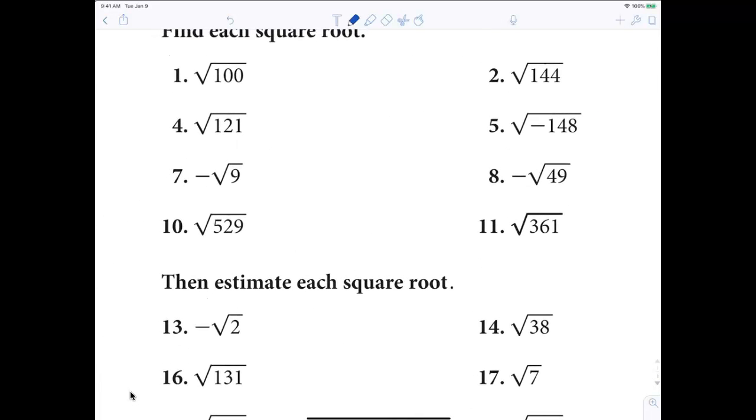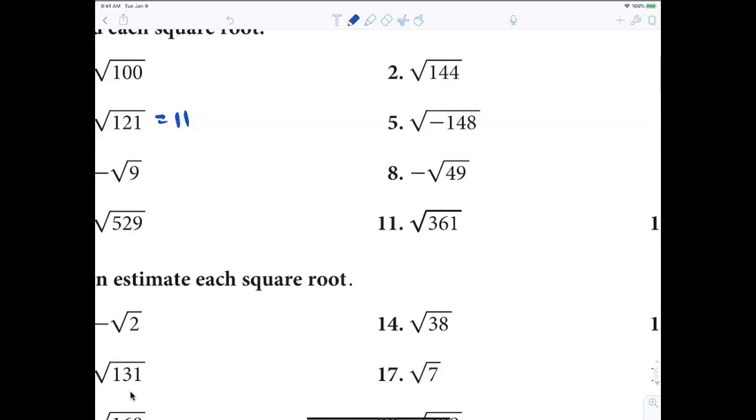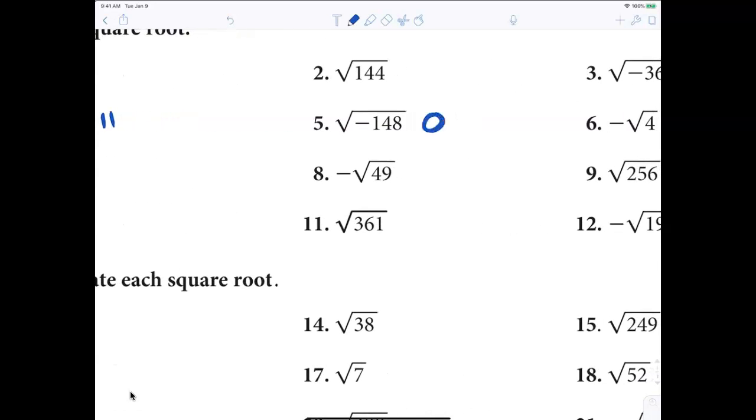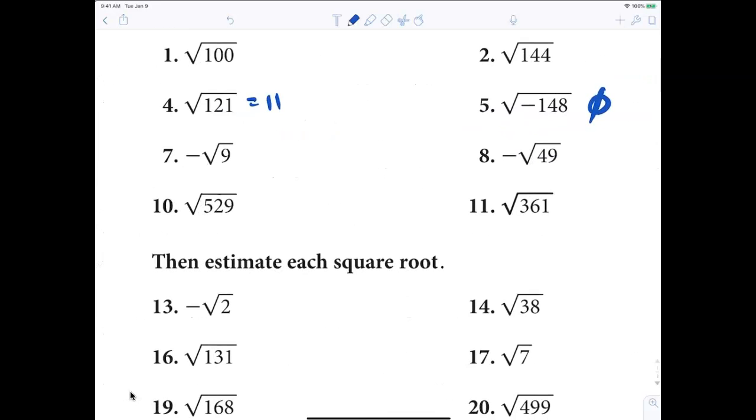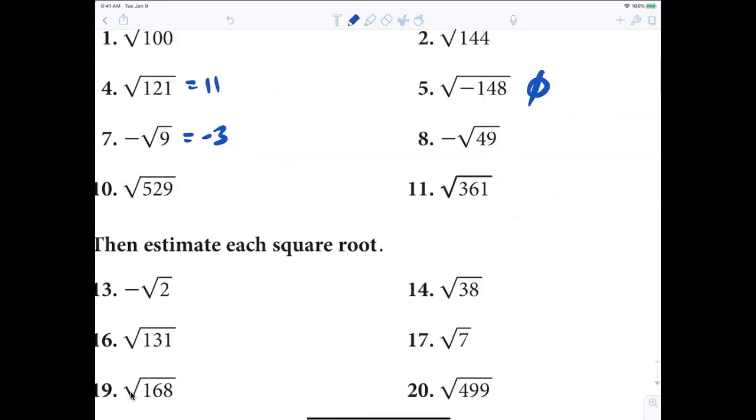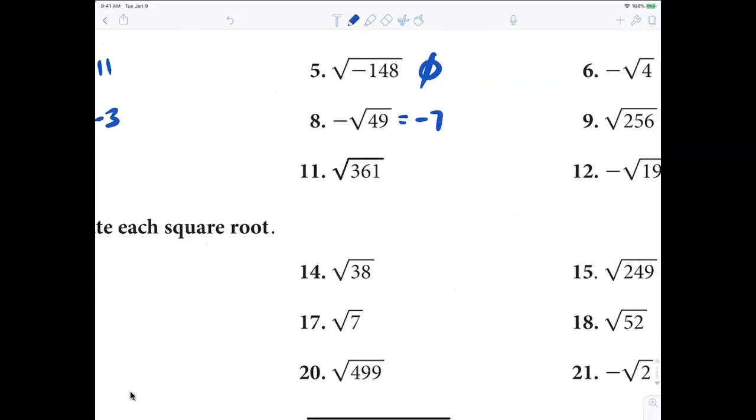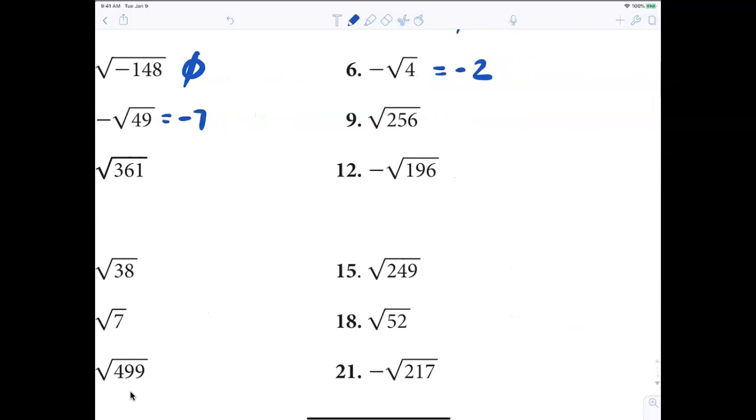Square root of 121. 11. Square root of negative 148. No solution. Square root of negative 4. Negative 2. Because the negative's on the outside, that just means the number is negative. Make sure you know that. The negative can't be on the inside. So then the square root of 49 would be what? Negative 7, thank you. Who knows the square root of 256? 16, you guys are doing good.